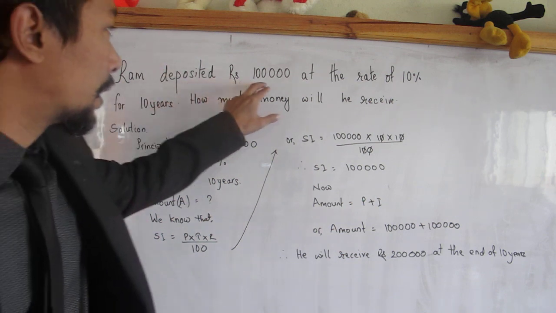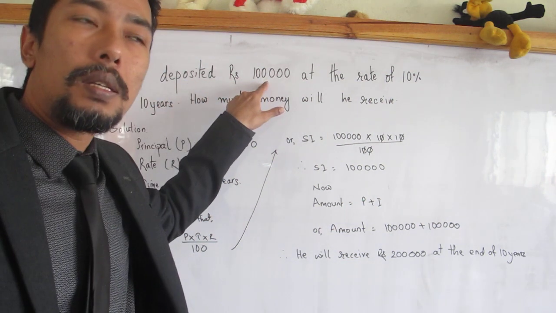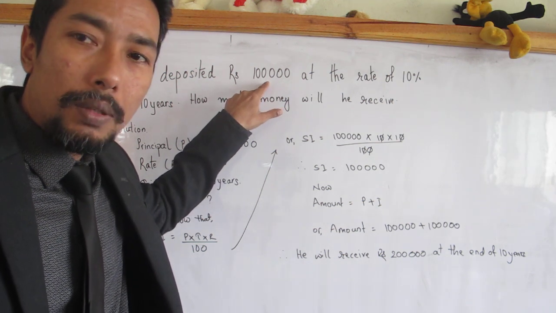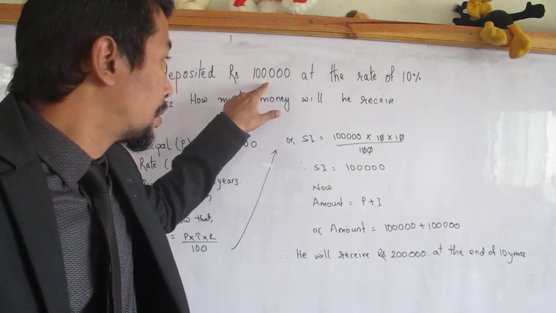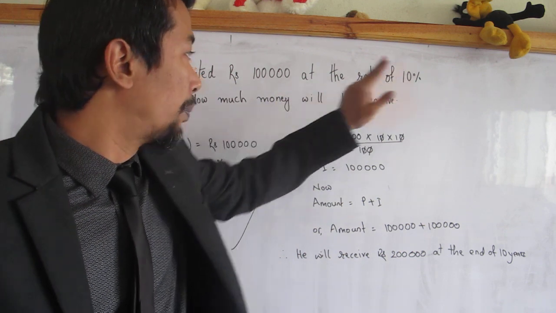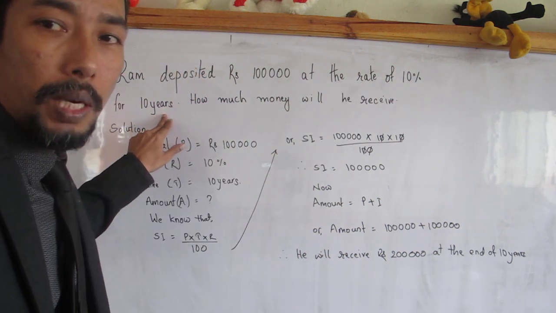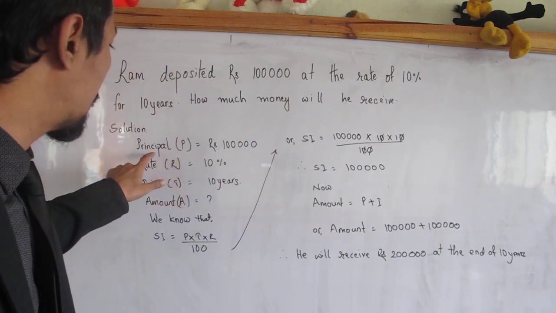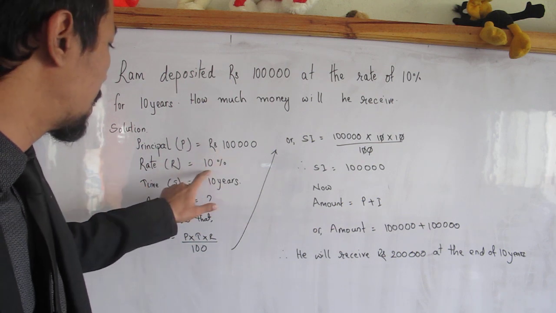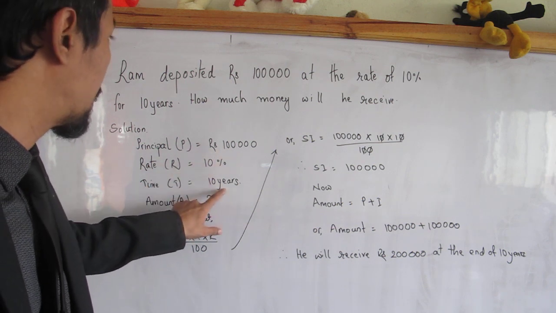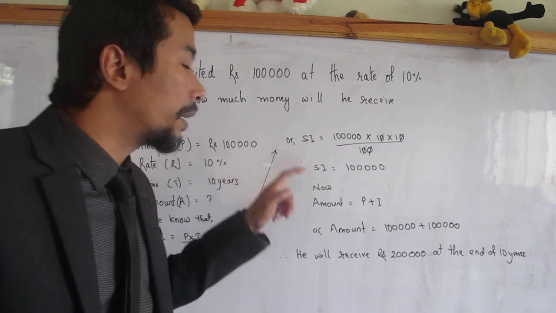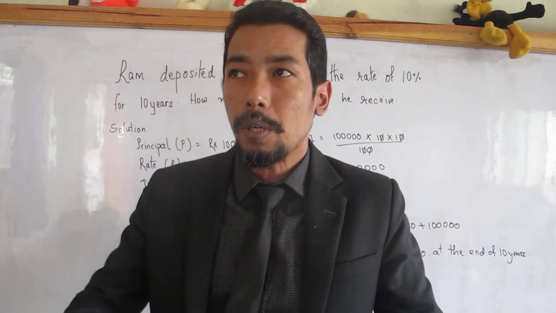Now he deposited, so this is the initial amount of money. The initial amount of money is the principal. So this is the principal, and the rate is 10% for 10 years, so that becomes our time. So we take the given information: principal, rate, time. Principal is this, rate is this, and time is 10 years. So how much money will he receive after 10 years?